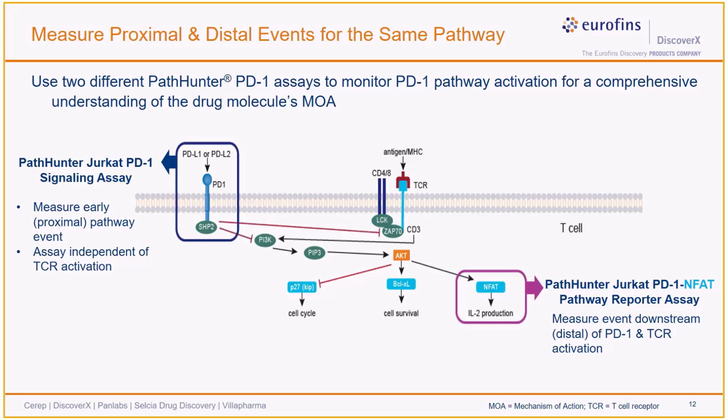Both assays provide results that can be used to evaluate therapeutics designed to activate the immune system by blocking PD-1 inhibition, but each provides slightly different information. The signaling assay monitors a more proximal event occurring at the plasma membrane with PD-1 receptor activation that is independent of T cell receptor activation, while the PD-1 reporter gene assay measures the cumulative effects of TCR activation and PD-1 activation or inhibition that results in downstream transcriptional changes. Additional details of how the PD-1 signaling assay works is presented in the next slide.